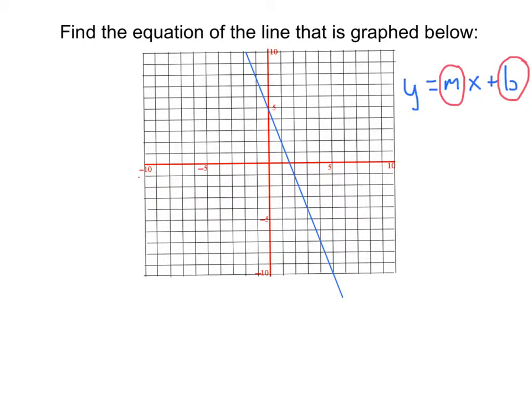Now, let's start with the y-intercept. The y-intercept should be pretty easy to find because all we have to do is look at the graph and see where the line crosses the y-axis. Now this is the y-axis right here, and we're looking for where the line crosses it. So it crosses right there, and you can see that's at 5. So therefore b is going to equal 5.